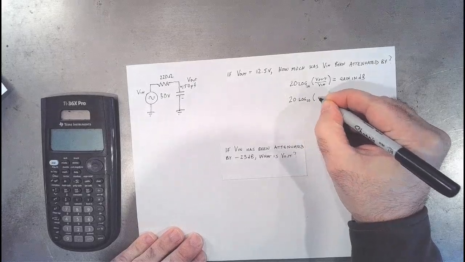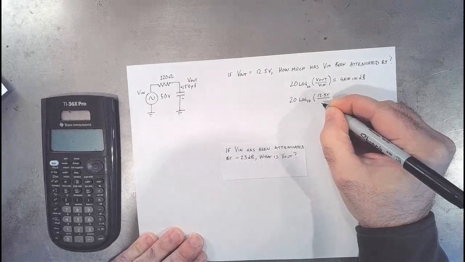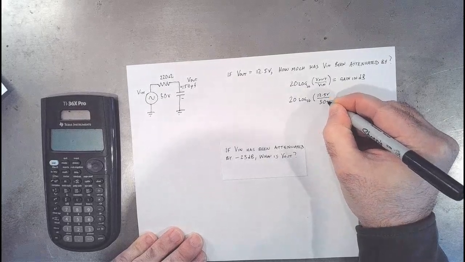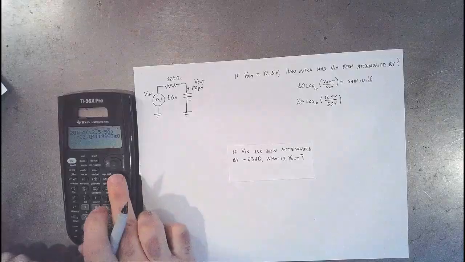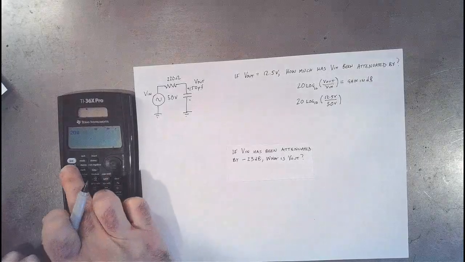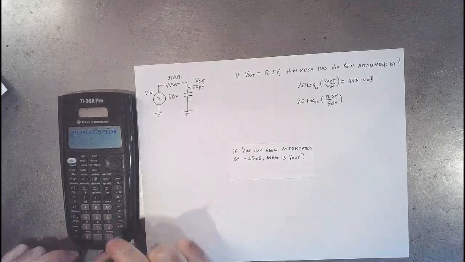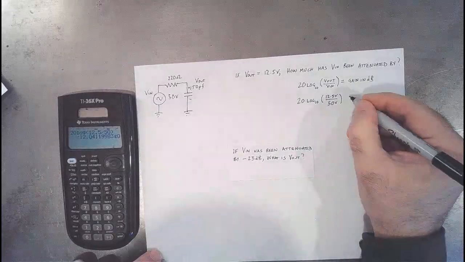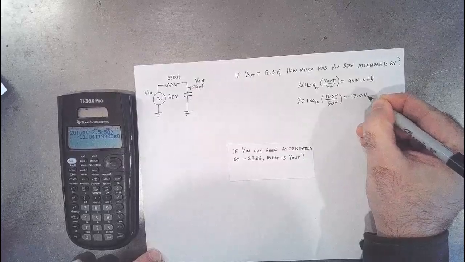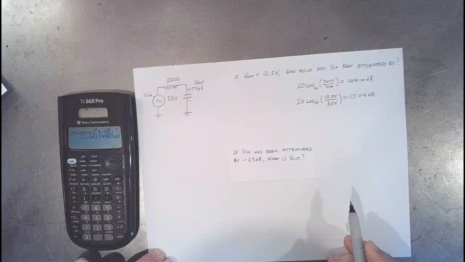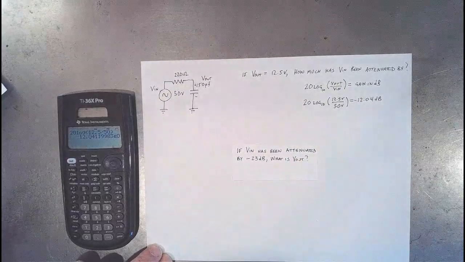20 log base 10, 12.5 volts over 50 volts. And let's see what we get here. So 20 log 12.5 over 50, I am getting minus 12.04 dB. So the original signal in this case has been attenuated by minus 12.04 dB.